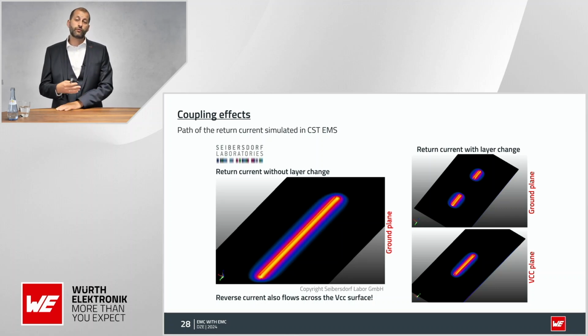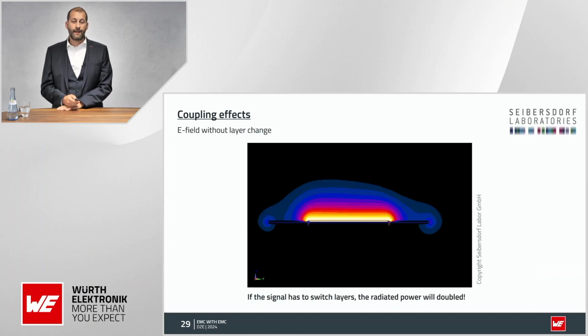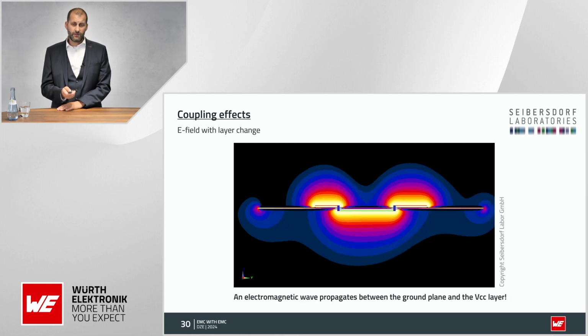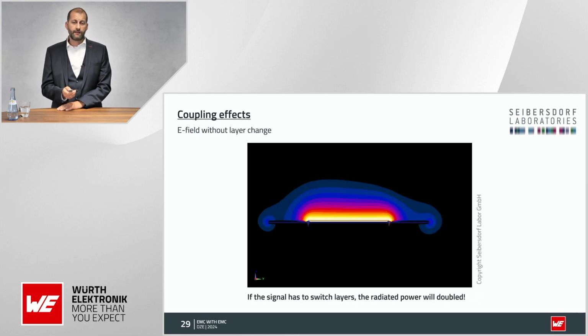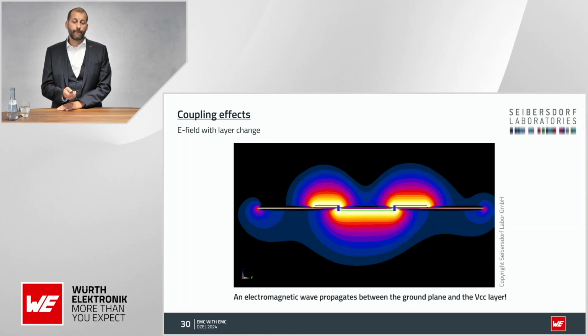It's going to choose the next one that is in the near vicinity. So this means for the return path, it will change layers and it will travel on the VCC plane. Could create issues. However, the bigger problem is the radiated power will also double. If I switch quite fast, you will see the fields generated are going to be bigger.